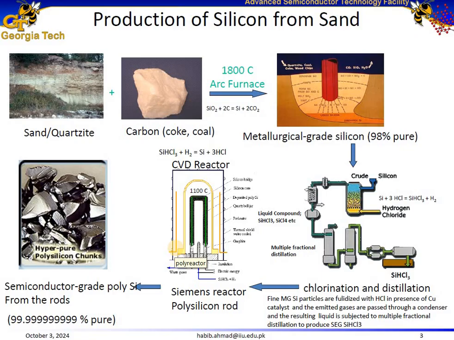This multi-step process transforms the quartzite into highly purified polysilicon through reduction, then chlorination, followed by distillation, and finally chemical vapor deposition, making it suitable for manufacturing electronic components.